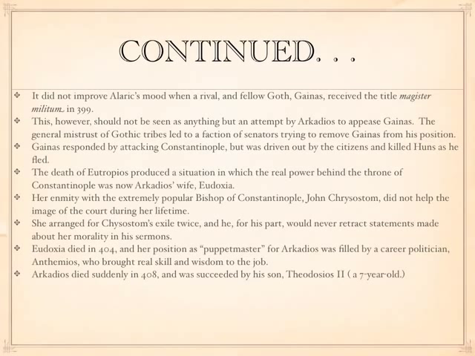In 408, Arcadius died suddenly. This would have great implications for the empire both east and west, not because Arcadius can be remembered as a great emperor. He died at age 29 or 30, having accomplished absolutely nothing but being manipulated by other people. He was succeeded by his son Theodosius, who at the time was a 7-year-old. It's Theodosius II, this is.